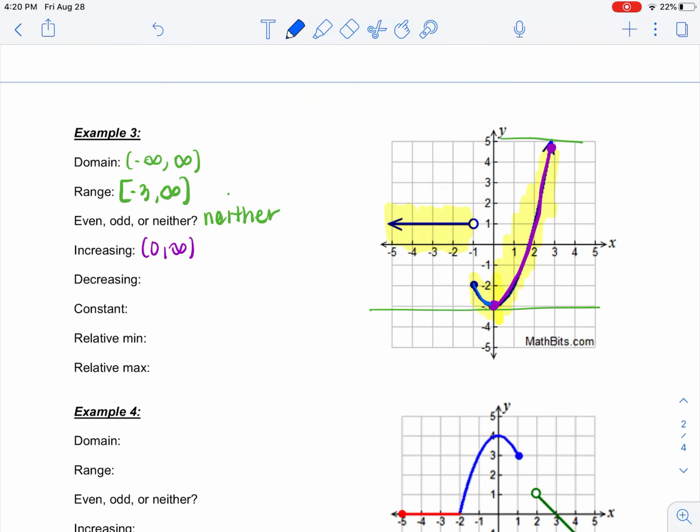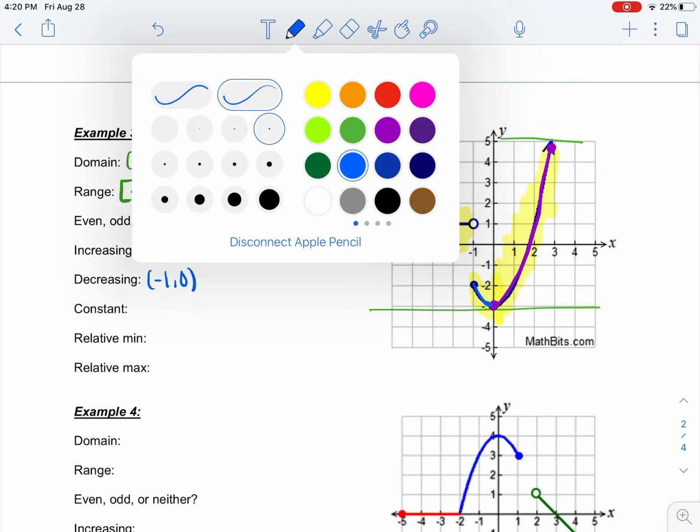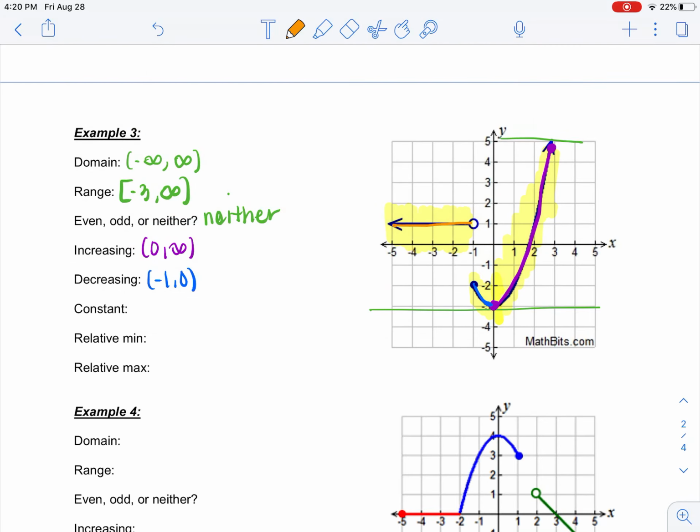Where is it decreasing? Right here. So that's from -1 to 0. Where is it a constant? It's a constant right here. So that's from -infinity to -1.